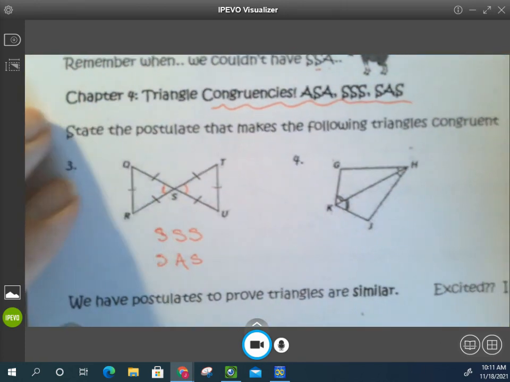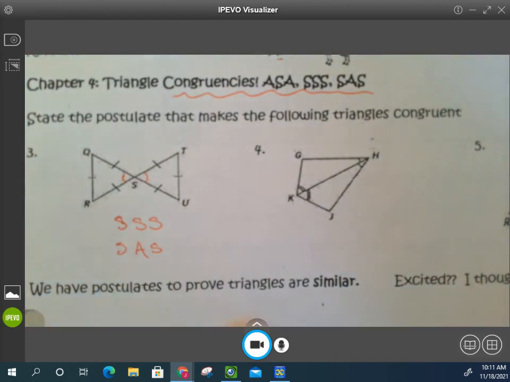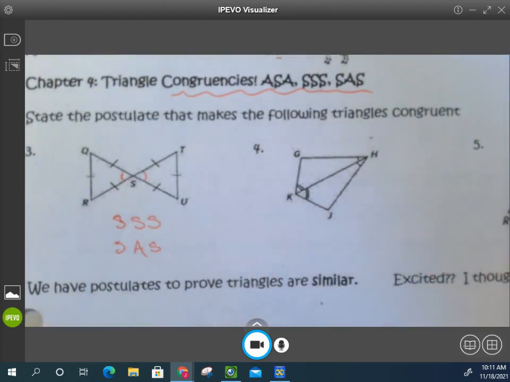Okay, now look at number 4. I have 2 angles. Is there anything else I know about here that you could mark that's a fact?